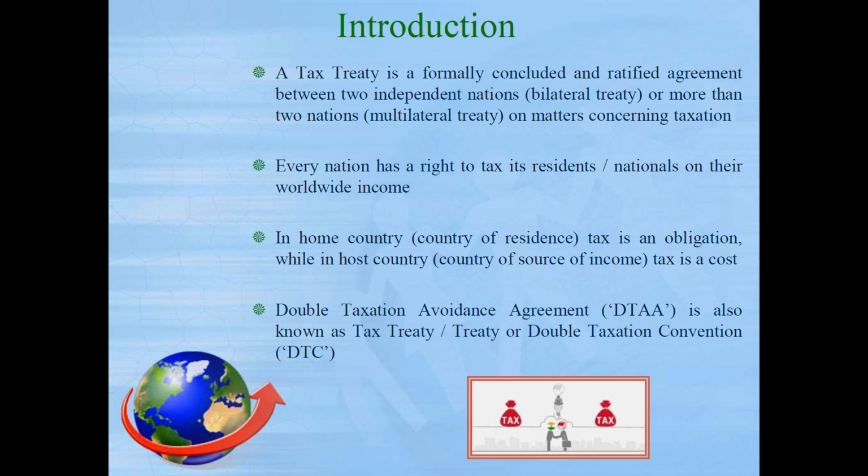Every nation has a right to tax its residents. Taxing in the home country is an obligation; the tax is necessary for them. But in a host country, that is the source country, in our example the US, it becomes a cost. So it becomes an unnecessary cost to the person. He's paying double taxation, paying the tax twice, once in the US and once in India. So this was the need for a tax treaty, and I hope you are all clear on why the tax treaty was introduced and what the meaning of the tax treaty is.